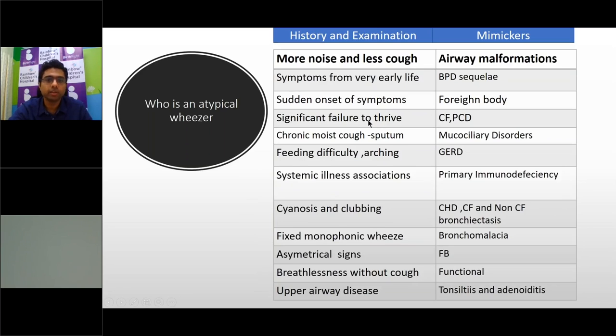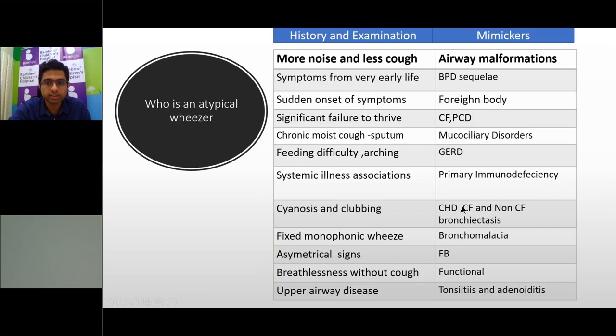When there is significant failure to thrive with wheeze and recurrent respiratory infection, you will consider problems of mucociliary clearance, like primary ciliary dyskinesia and cystic fibrosis. Whenever you have chronic moist cough lasting for more than 4 to 8 weeks, it is not going to be an airway problem. It is going to be a mucociliary problem or a problem of bronchitis. When you have feeding difficulty with arching, consider GERD. When you have multiple systemic associations, you will consider primary immunodeficiency.